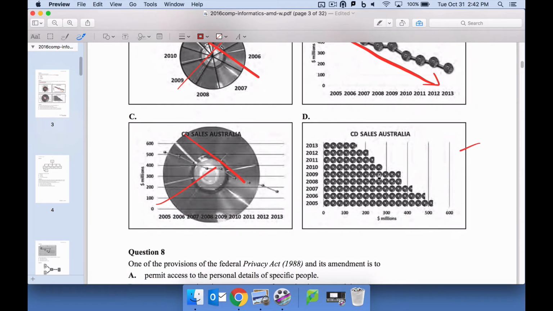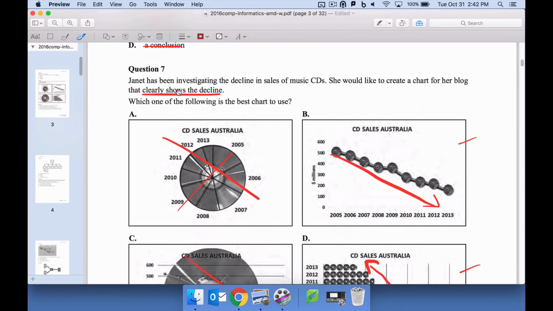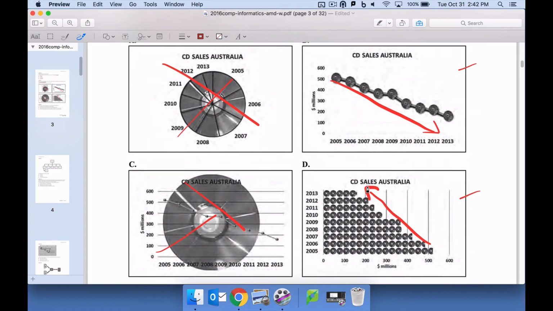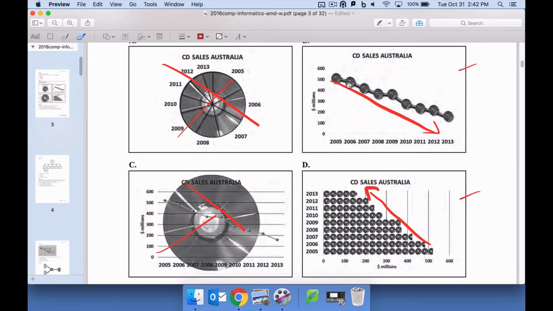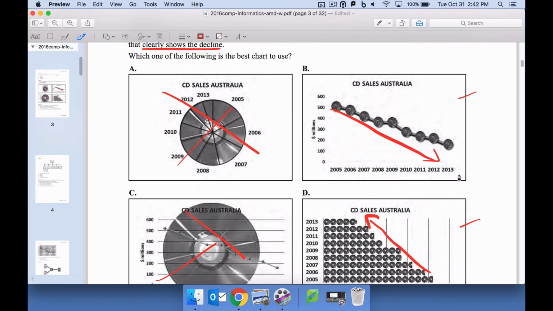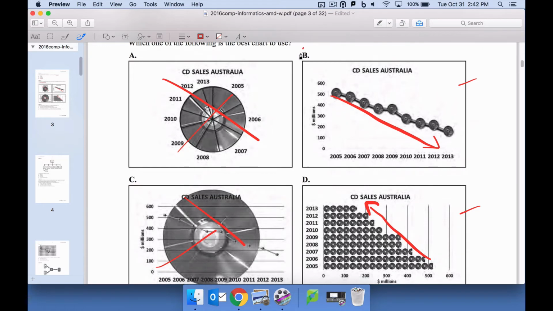Whereas D here shows us it goes the other way, from 2015 to 2013, if we're trying to follow it this way, sales went down also, but it's going this way. And when you associate something, an arrow going up, it doesn't clearly show a decline. The convention for showing a decline is a downward trend. So the answer is clearly B.